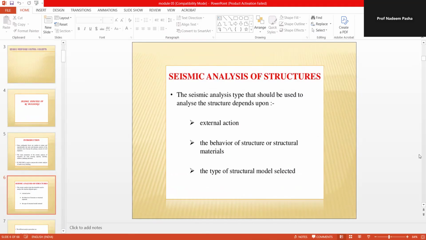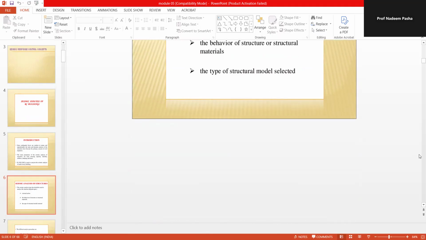Seismic analysis of structure. The seismic analysis type that should be used for analysis depends upon external action, the behavior of structure or structural material, and the type of structural model selected. So, what are the factors on which seismic analysis of structure depends? Number one, external action. Number two, the behavior of structure or structural materials. Number three, the type of structural model selected. On these three parameters, the seismic study depends.